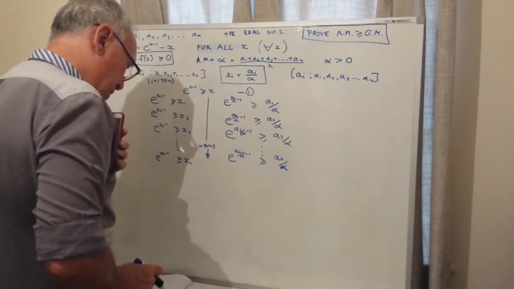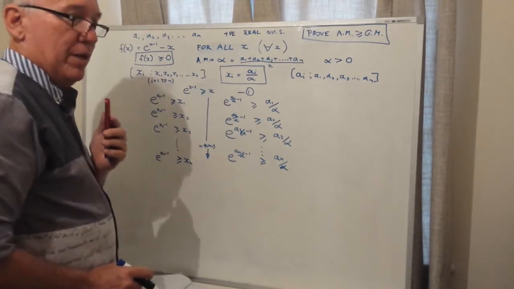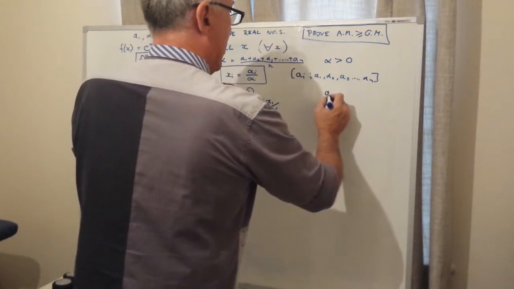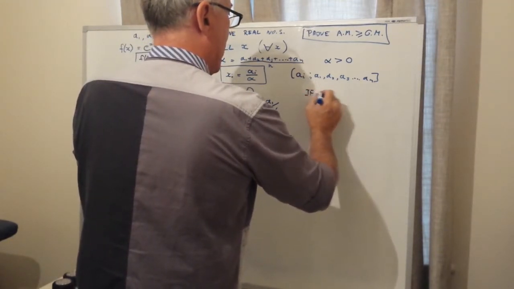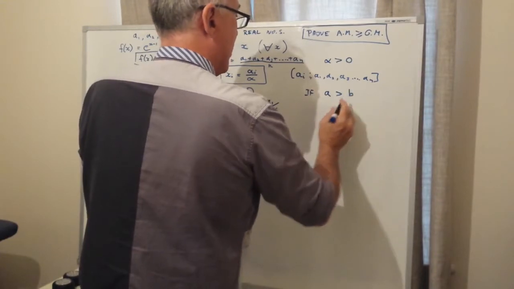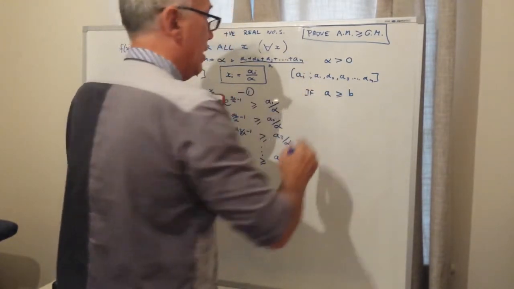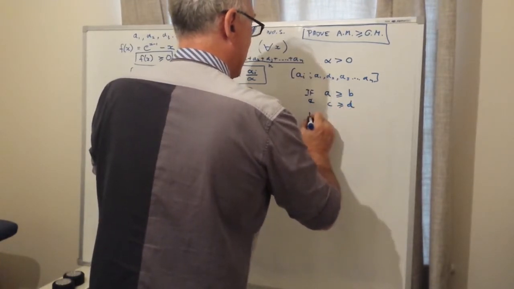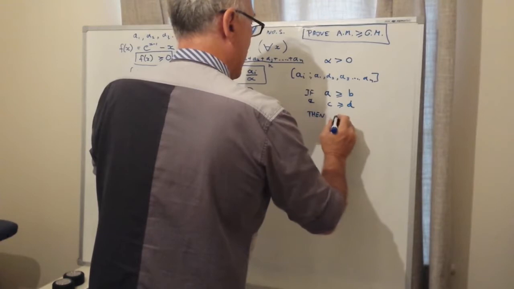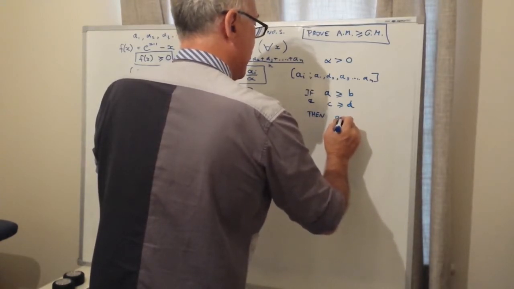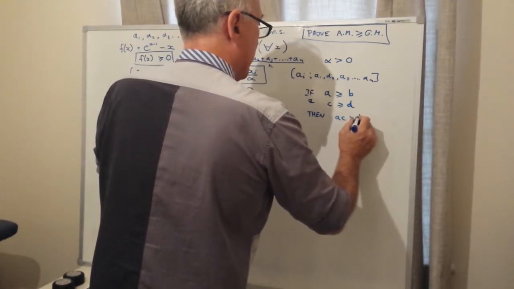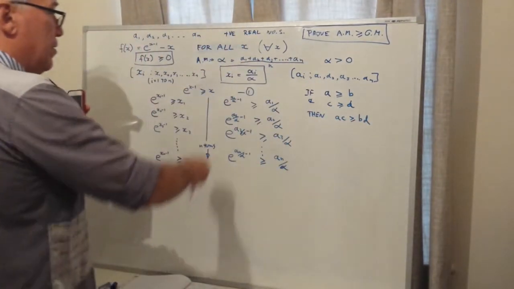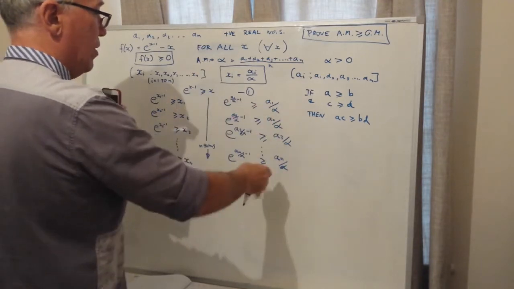So we're going to use a particular little tool where if A is greater than or equal to B, and C is greater than or equal to D, then you can show that AC is greater than or equal to BD. And you can do this for multiple terms. So that's what we're going to do. We're going to multiply all of these on the left with all of these on the right.